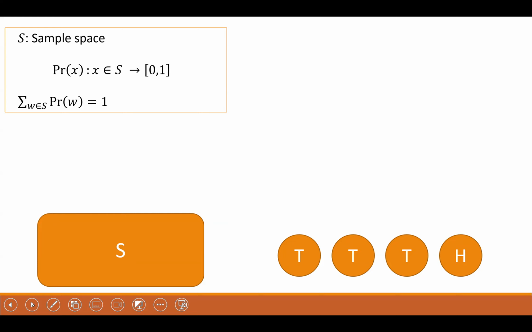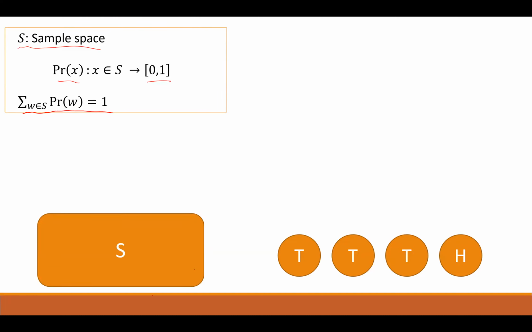Right, so again, just a short review. A sample space is just a set of outcomes for my experiment. And each of those outcomes has a probability assigned to it by a probability function. Each of those probabilities must be a number between 0 and 1. And if I sum up all of the probabilities of each individual outcome, they should sum to 1.